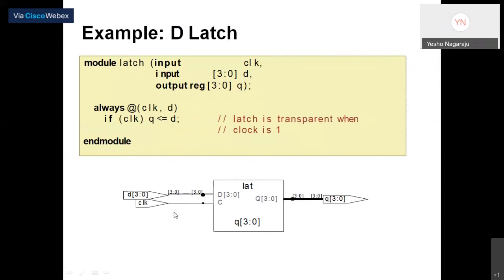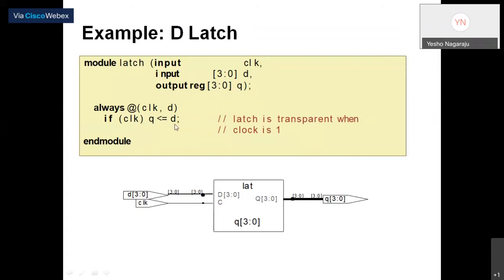What's a latch? A latch is a transparent device. Whenever the clock is asserted, meaning the clock is high, the latch is transparent. That means the input is connected to the output. As long as the clock is high, the input is connected to the output. When the clock is not high, Q remembers its previous value. That's the meaning of a latch.